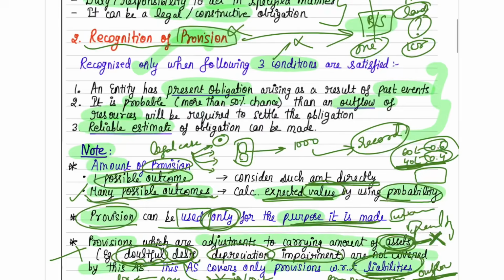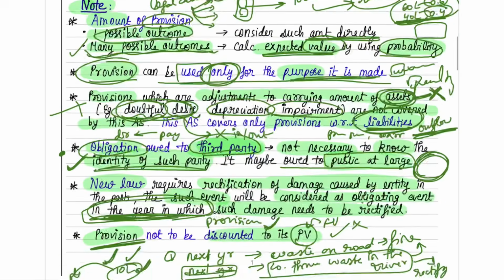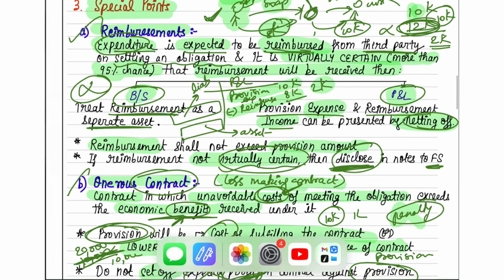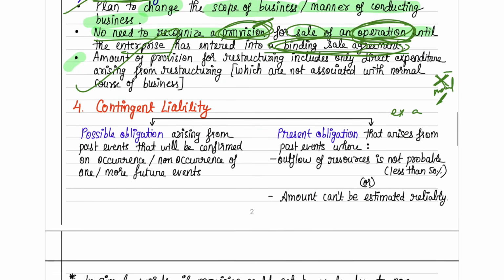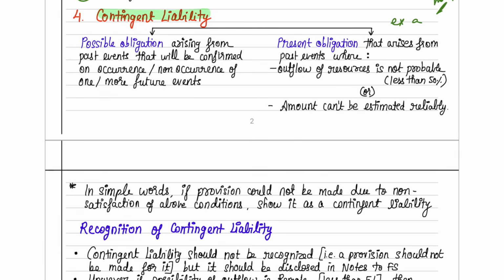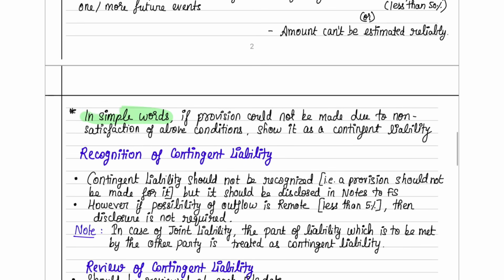So until now we have understood what is a provision, when you will recognize a provision, and what the special points under that are. We read three: reimbursement, onerous contract, and restructuring. So now let's start with contingent liability. What does contingent liability mean? First let's read here in simple words.